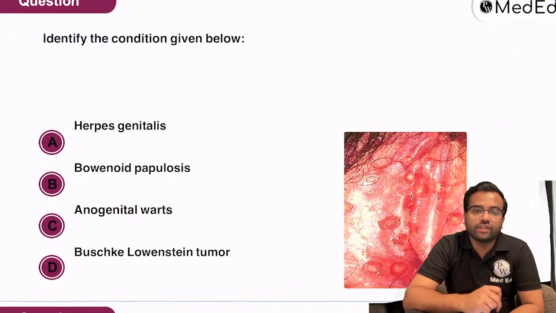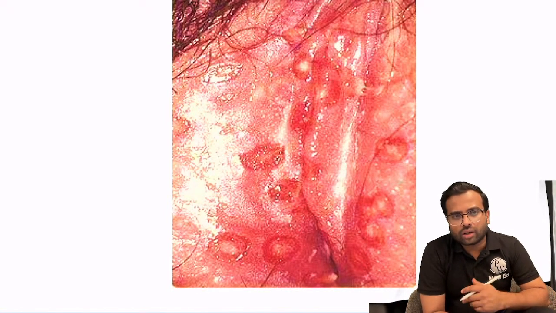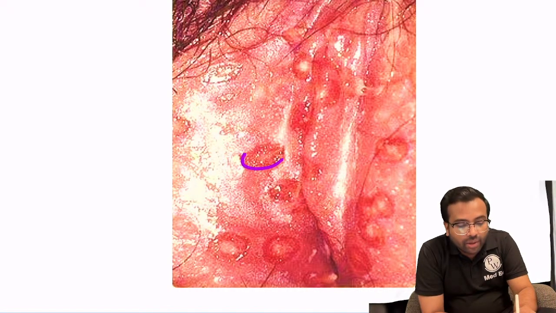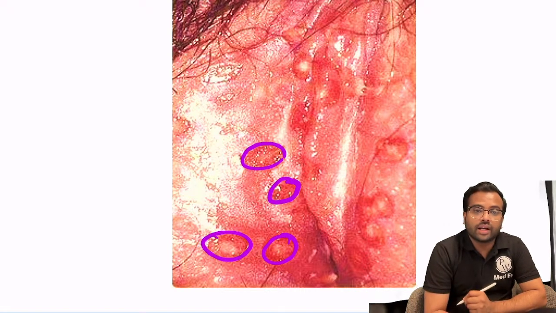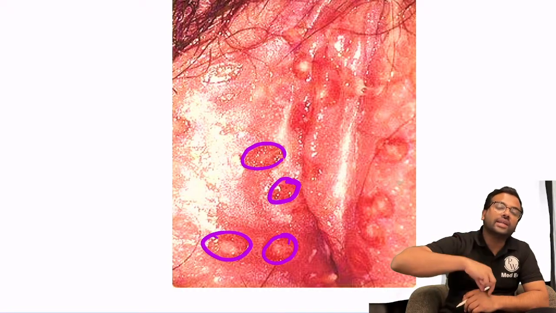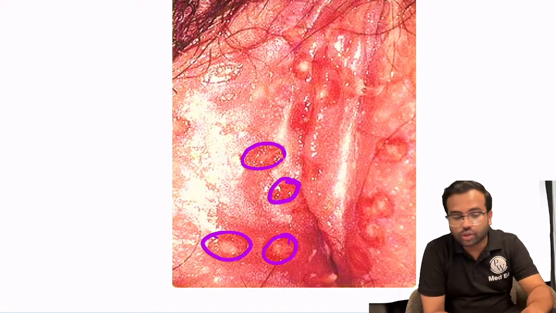Identify the condition that is given below. Is it herpes genitalis? Is it bowenoid papulosis? Is it anogenital warts or Buschke-Lowenstein tumor? So just see this. What I can see here is, suppose that this is the genitalia of a patient, and I can see that there are multiple very small erosions. That is because probably the patient would have had multiple vesicles, and these vesicles must have now ruptured to form erosions. So what is this?